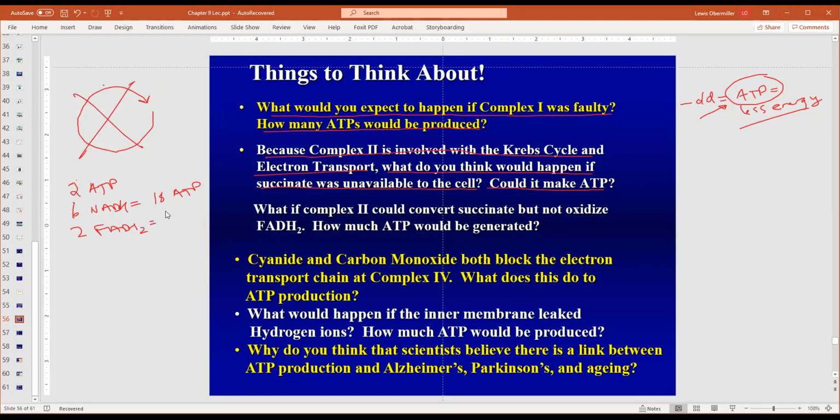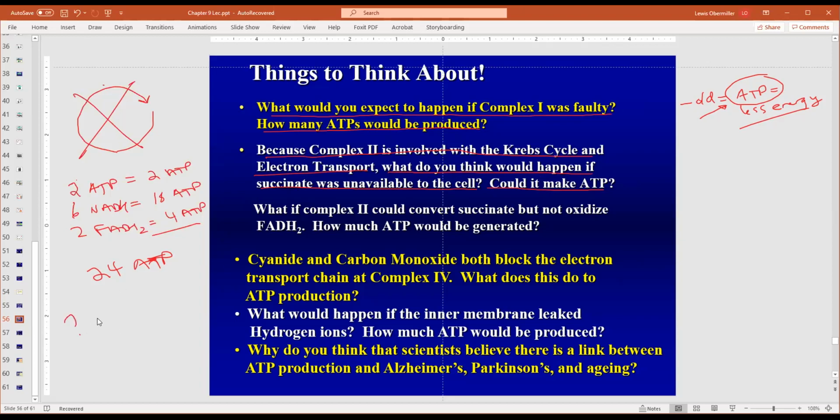This is 4 ATP, remember, because each one of those is 2. And then this is 2 ATP from the Krebs cycle. So immediately, by losing the Krebs cycle, we're going to lose 24 ATP out of the 36. So that means we can still get 10. Where do we get those from?